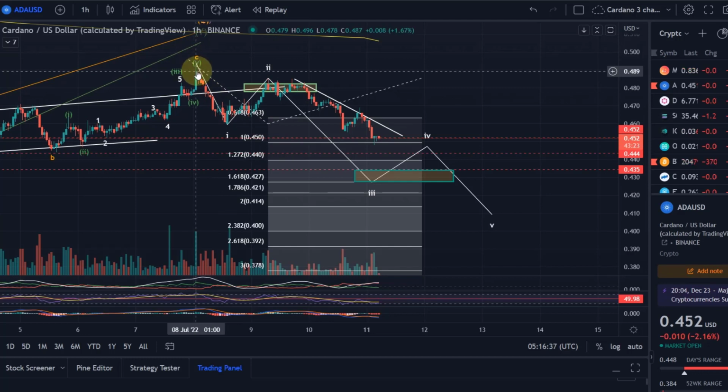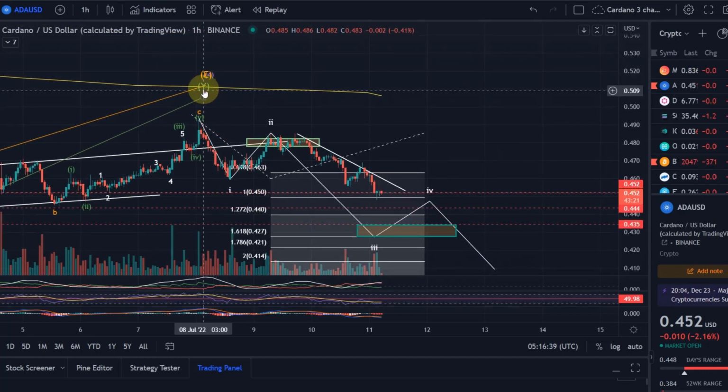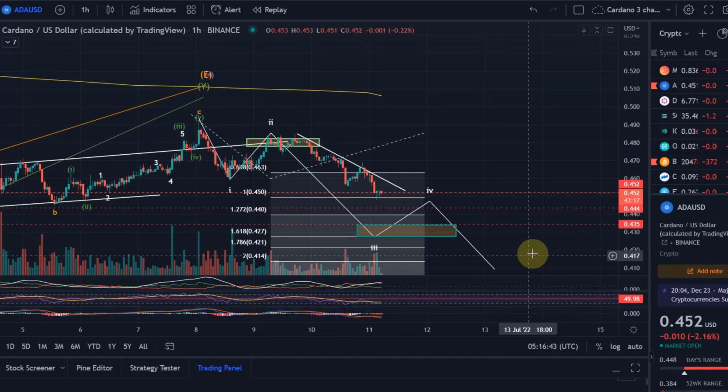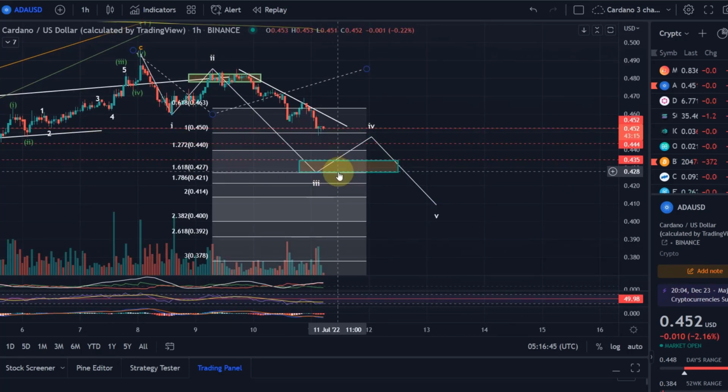But here, from the high where I expected this wave E to be finished, I am looking at an impulse to the downside. We've nearly reached the target here, between 43.5 cents and 42.7. And I showed you the descending trend line. I made the video yesterday.